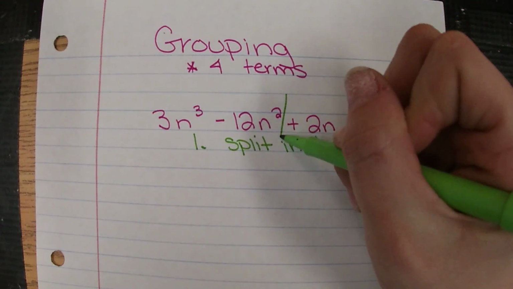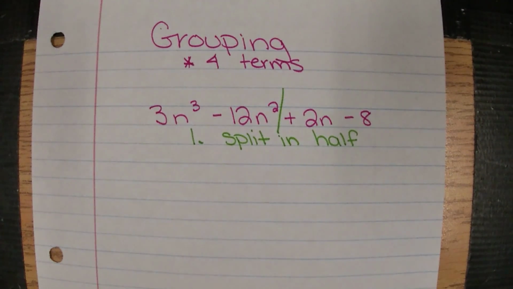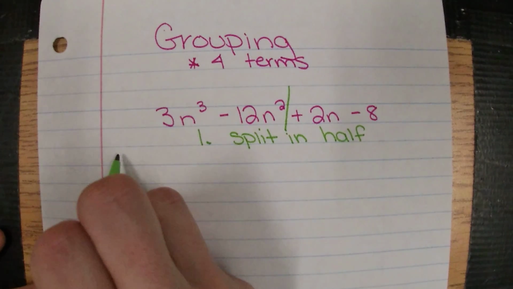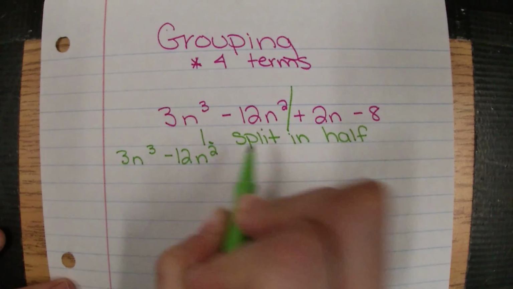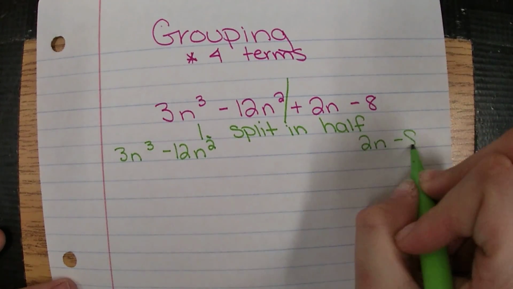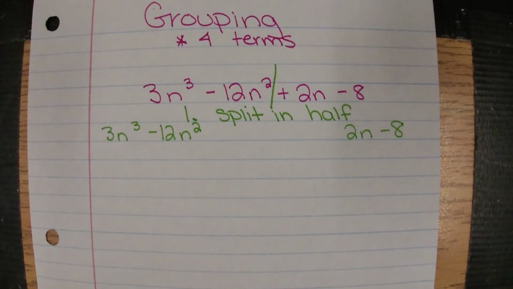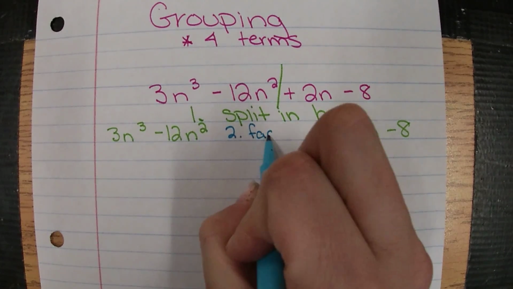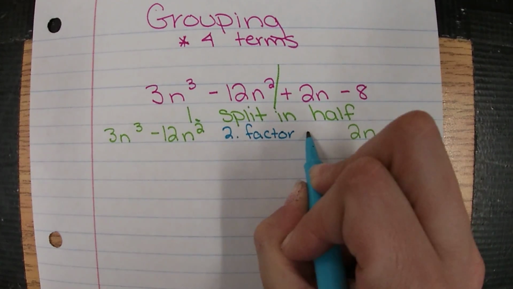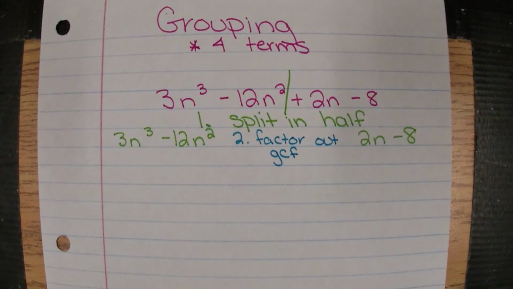Now, when you cut this in half, make sure you're including that sign with the 2 because that's telling us if it's positive or negative. So we have a 3n to the third minus 12n squared, and we have a 2n minus 8. Our second step is going to be to factor out the GCF of each of these. Good news on this one, that's exactly what we did yesterday. So we're just repeating what we did yesterday.